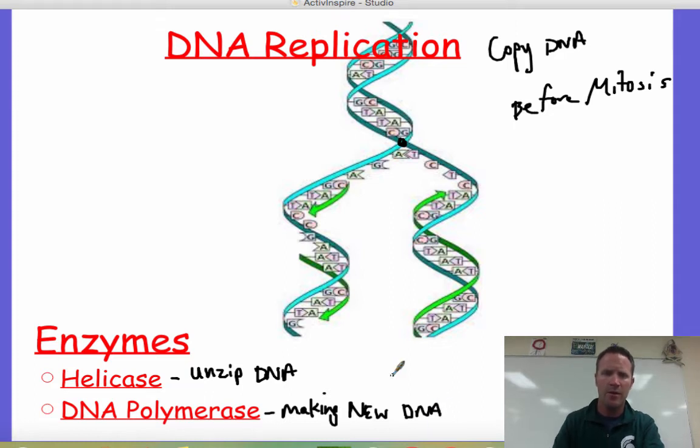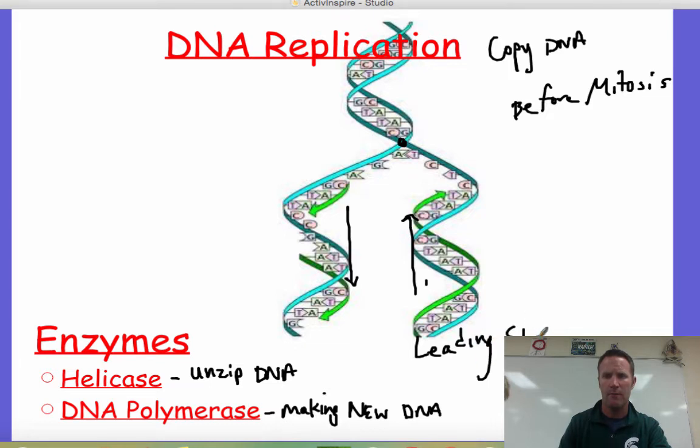Okay, and so we're making new DNA. And remember that that's made in opposite directions according to the strand. So this one you can see is being made toward the replication fork, and this one's being made away. If it goes toward the fork, we call that the leading strand. And remember that DNA is made from 5' to 3' if the numbers are given to you. In this case, they're not given.